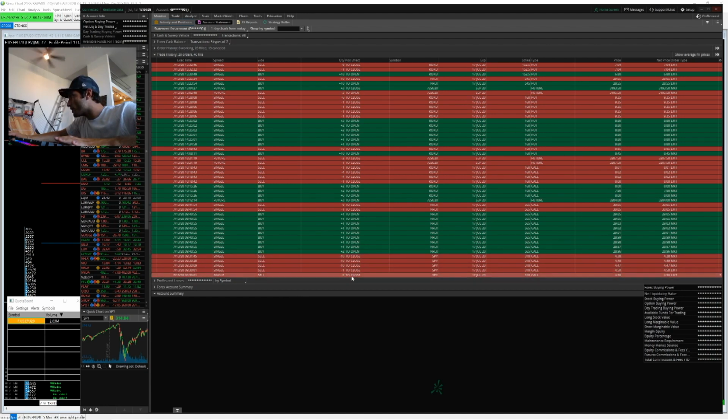I actually had 40 of them on. You see my exits, 450, 450, 447. Started coming down a bit, so then I flattened them out. Around 438 was my last exit, and that was right there at the open. You see the time, 9:31 a.m. So yeah, that was the first trade.